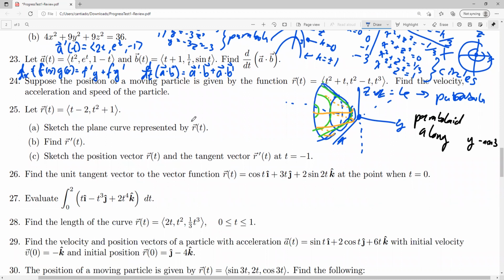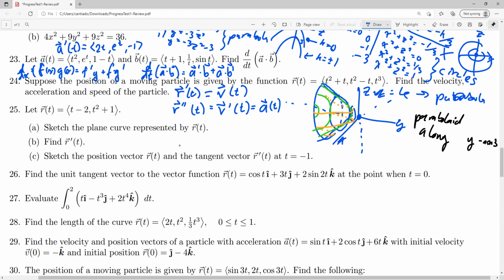24. What is the relationship between position, velocity, and acceleration? Well, if the position is r, then r prime, the derivative of your position function, is simply your velocity. So the derivative of position is velocity. The double derivative of r, which is the derivative of velocity, is just acceleration.